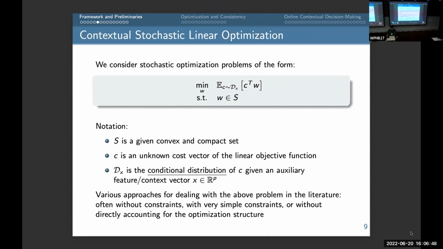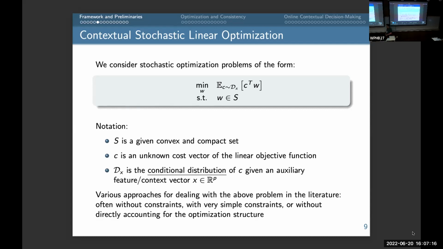So D sub X here is the conditional distribution of the vector C given our auxiliary feature or auxiliary context X that we observe. S here is a given and completely known convex and compact set. So I assume, at least for now, that the constraints are completely known. We want to somehow use the structure of S, the structure of this optimization formulation, to think about how to make predictions for C based on X.